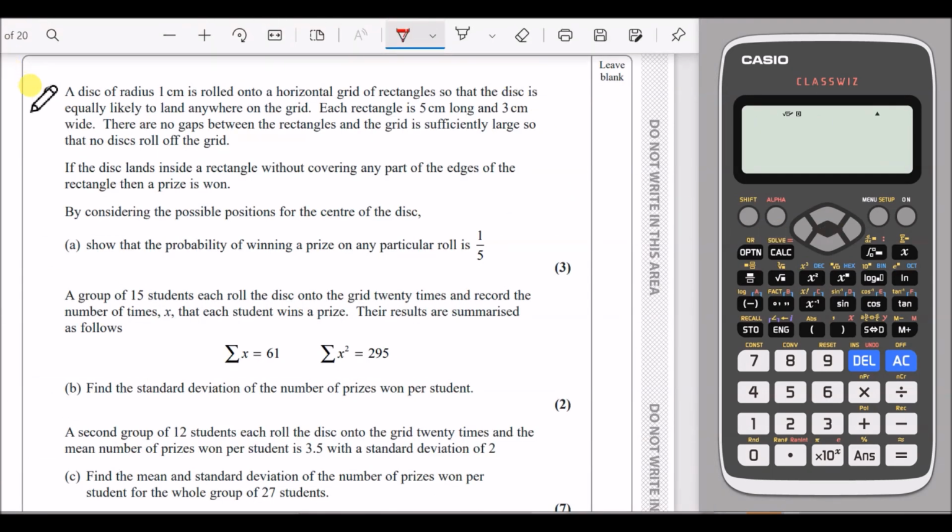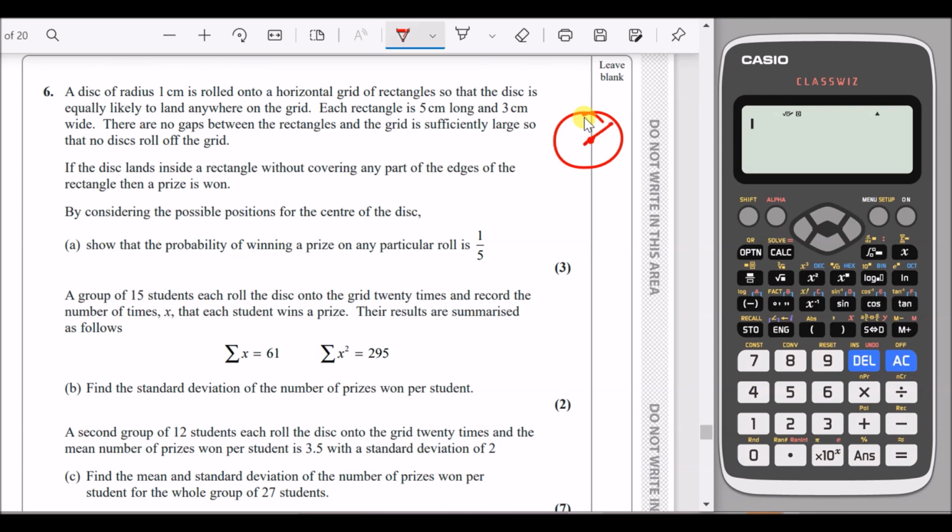So a disk of radius 1 centimeter is rolled onto a horizontal grid of rectangles so that the disk is equally likely to land anywhere on the grid. Okay. So you've got a disk of radius 1. Let's draw this as we go. Disk of radius 1 centimeter. Now each rectangle is 5 centimeters long and 3 centimeters wide. So just draw a rectangle here for a second, 5 by 3.